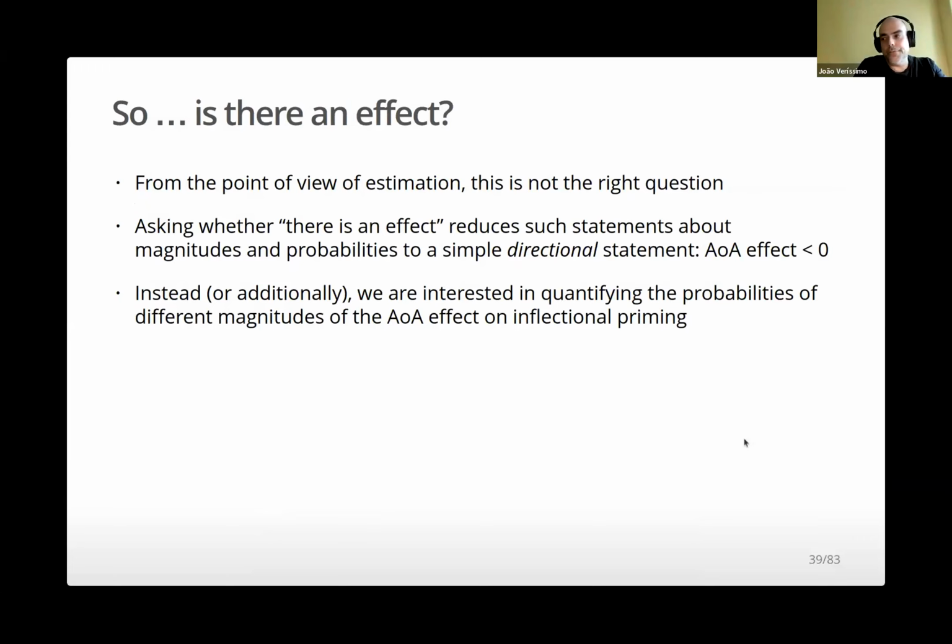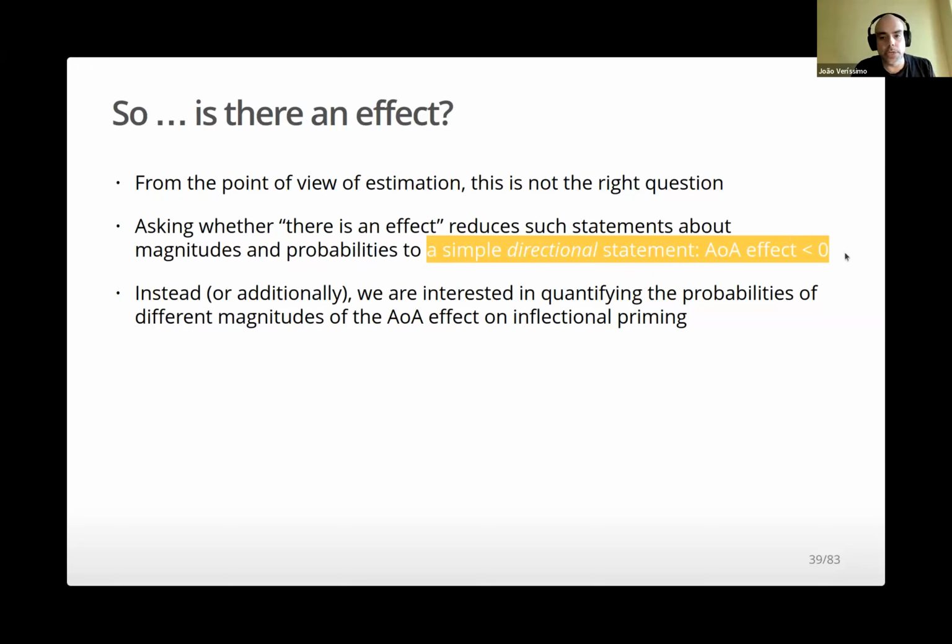And then you ask, great, we have all this richness and all this gradiency, but is there an effect or not? Well, from the point of view of estimation, this is not really the right way of phrasing this question. It is possible to phrase the question as such in Bayesian statistics, but I'm focusing here on this estimation-based approach. And from the point of view of estimation, you wouldn't want to ask something like, is there an effect? Because it simply reduces all these magnitudes and all these probabilities and all this richness to a very simple directional statement. The AOA effect is negative, yes or no.